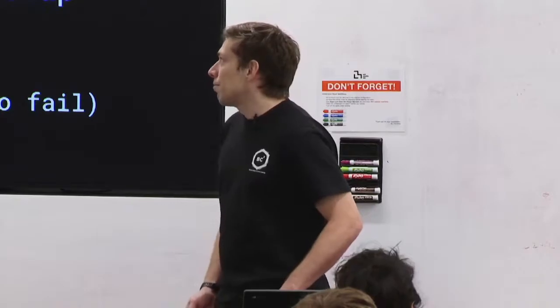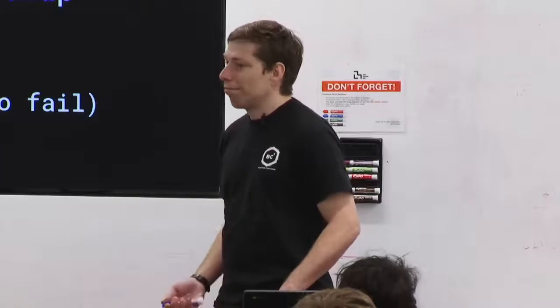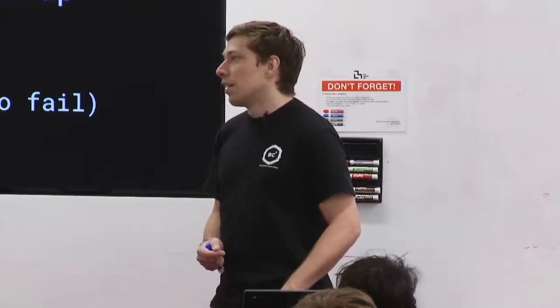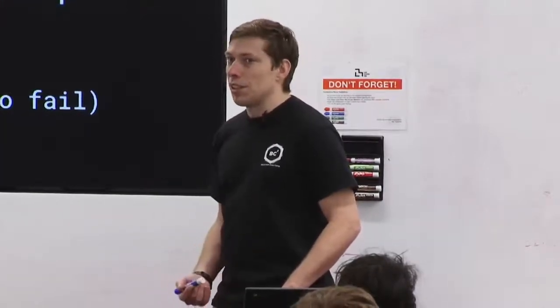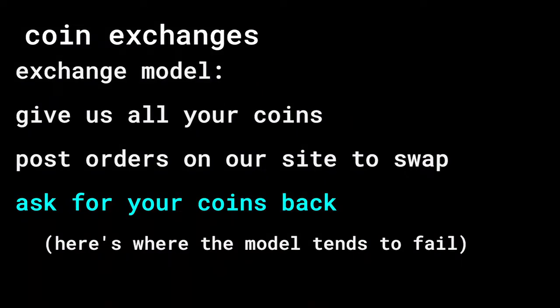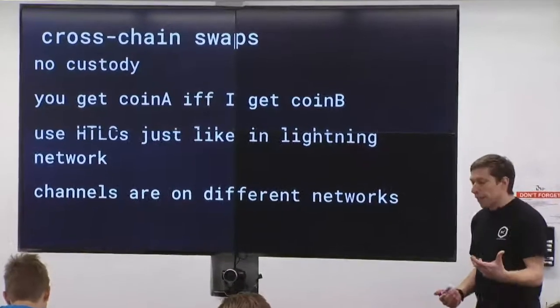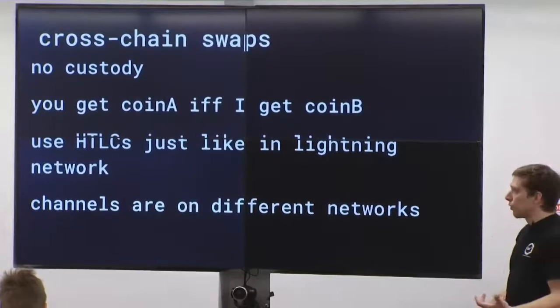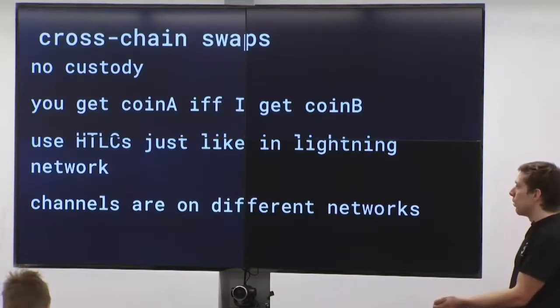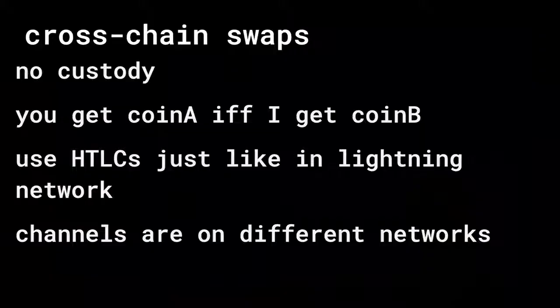Okay, so other problems with the exchange model is that people tend to trust it a lot. They assume that it's like a bank, and banks are very trustworthy, because in recent memory there haven't really been bank failures, at least in this country. So they carry that trust forward, and bad things happen. So the idea is, wouldn't it be cool if we could have cross-chain swaps, where I've got a bunch of coin A, you've got a bunch of coin B, and we can swap between them without giving custody to some third party, or even giving custody to each other.